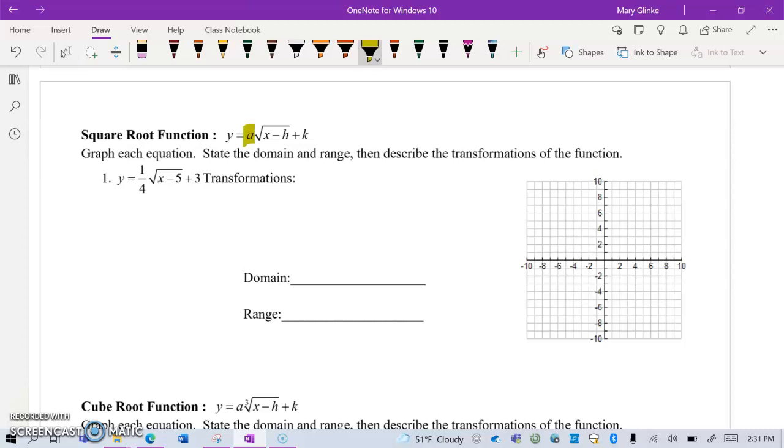So our A, H, and K are all going to do the same things that you would normally think. So the A is the vertical stretch and flip. H is going to be left and right. And K is going to be up and down.